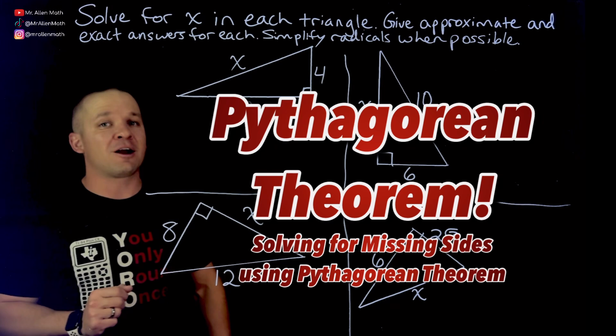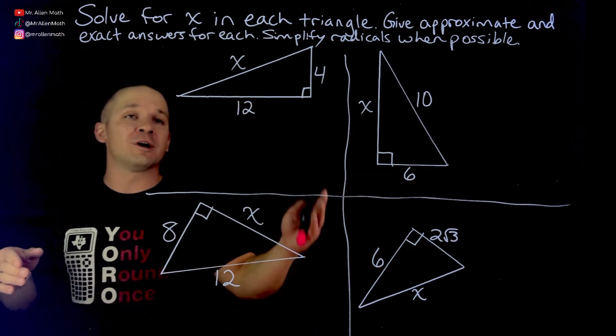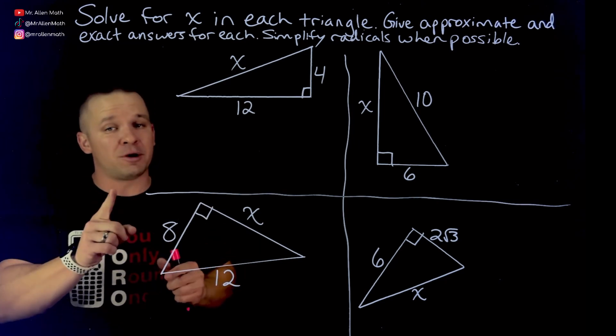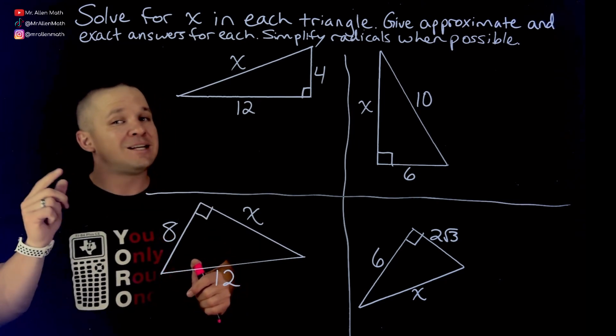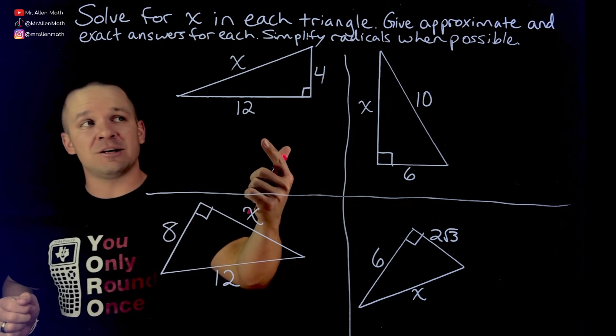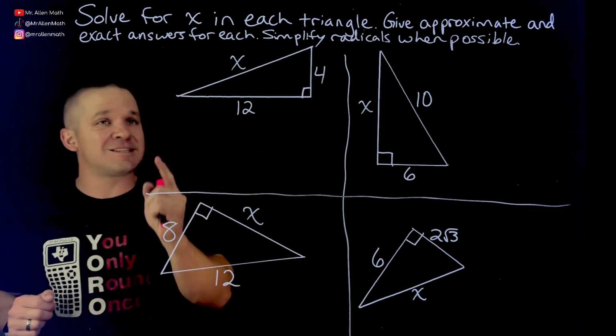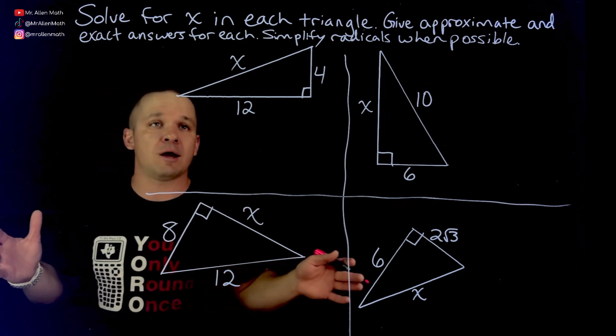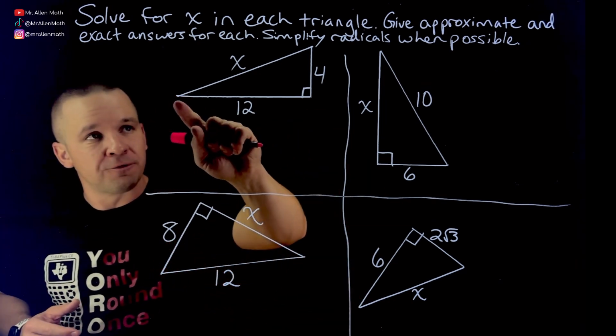I'm talking Pythagorean Theorem. Pythag for short. We're going to solve for these missing sides in these four different right triangles. Key point there, guys. Got to be right triangles to hit it with some Pythag. So we're going to solve for x in each, give approximate and exact answers for each when applicable, and simplify radicals when possible. Okay. Well, this first one here, I'm looking for my hypotenuse.